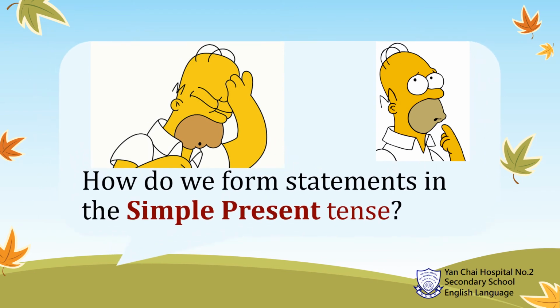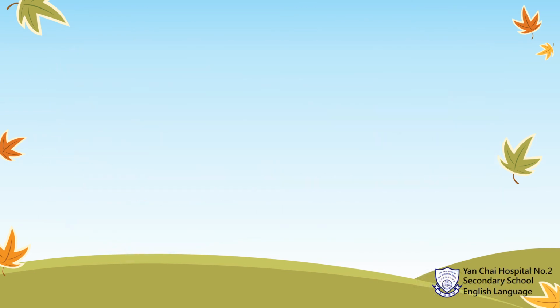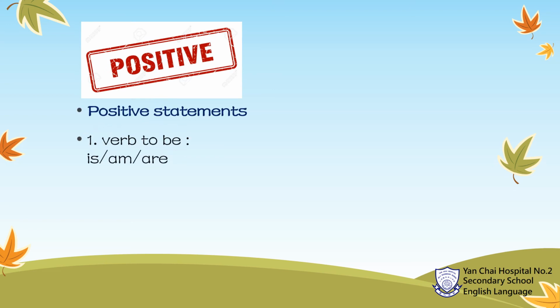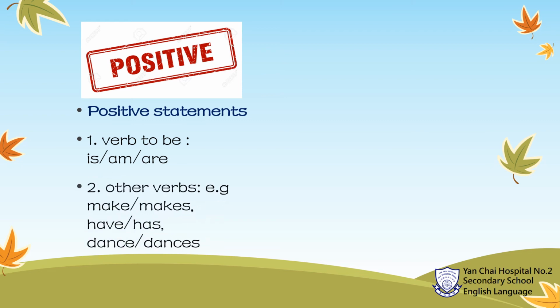So how do we form statements in the simple present tense? For the positive statements, there are two ways. First one is to use verb to be, which is am, is, or are. Second one is to use other verbs, such as make, have, or dance.